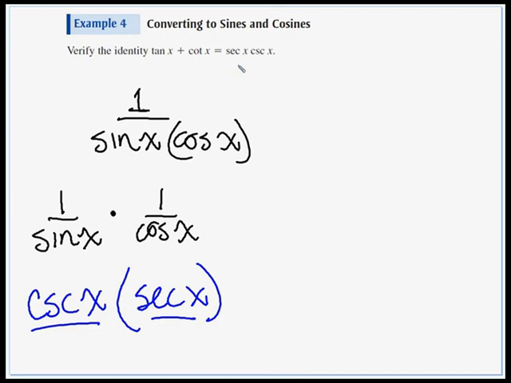Cosecant times secant is the same thing as secant times cosecant. We have our multiplication properties. It doesn't matter which one we put first because we're just multiplying them anyway. And again, to go from two terms to one term or the other direction, you've got to use a Pythagorean identity.